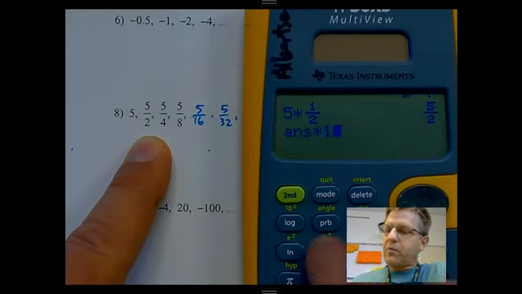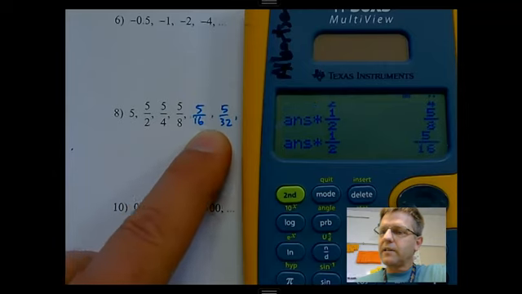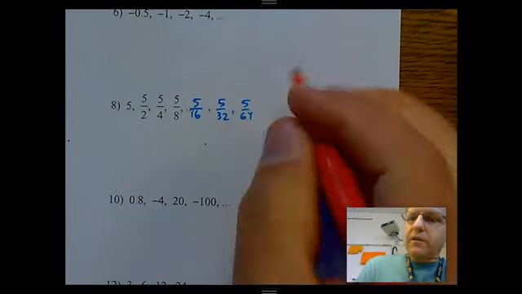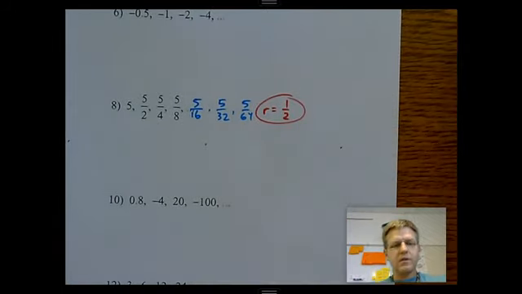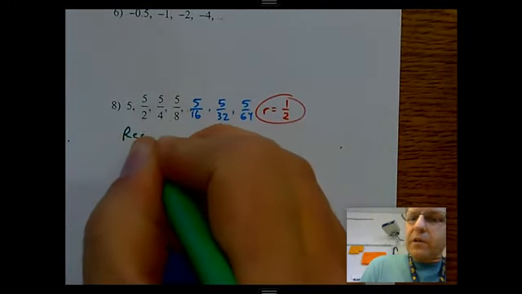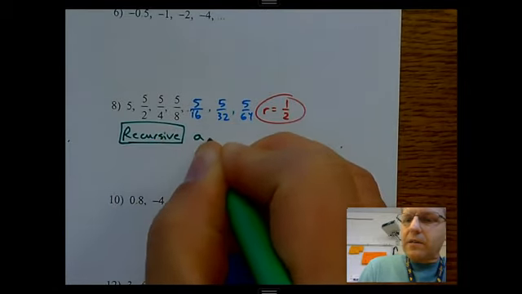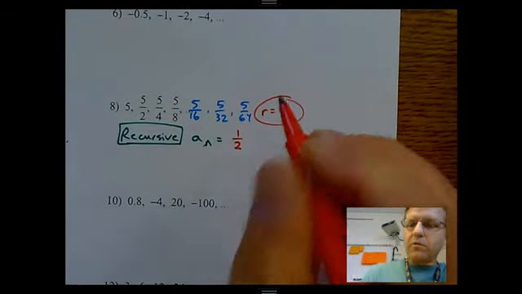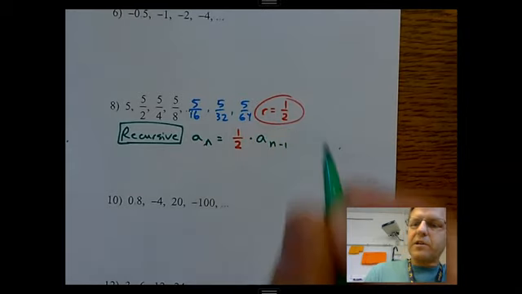Check it out. Then you'd multiply by 1/2 again, and you'd get, oh yeah, there it is. So we are multiplying by 1/2. So our common ratio is 1/2. That was kind of tricky. So to write this out, the recursive formula is a sub n is equal to 1/2 times a sub n minus 1.